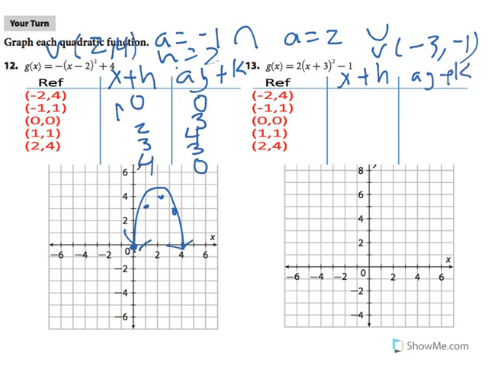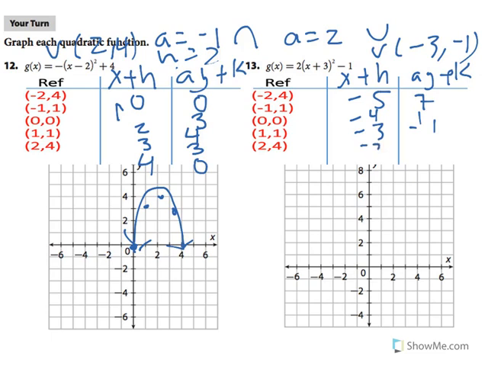Okay, so then negative 2 plus negative 3 gives us negative 5. And 4 times 2 is 8, minus 1 gives us a 7. Negative 1 plus negative 3 gives us negative 4. 1 times 2 is 2, minus 1, so 2 minus 1 is 1. And this is negative 3, negative 1, the vertex.